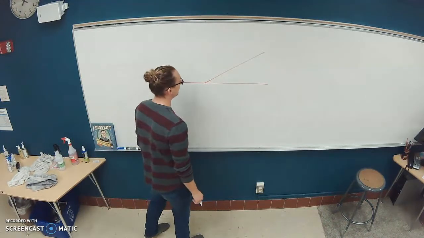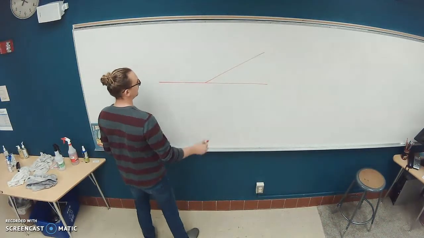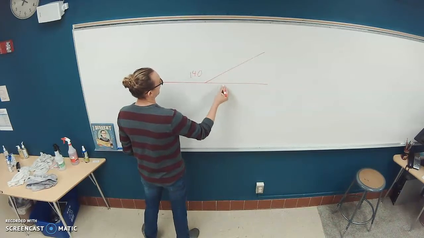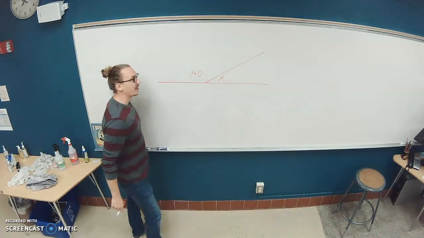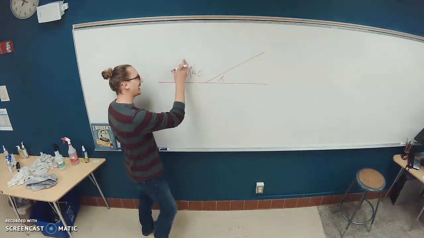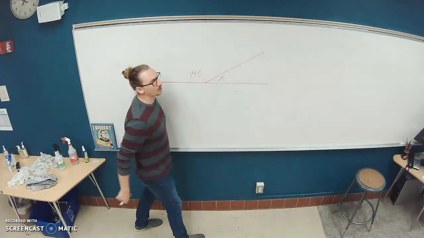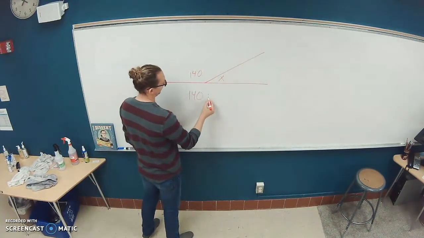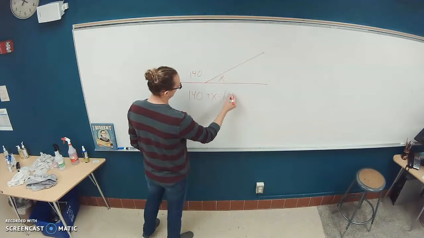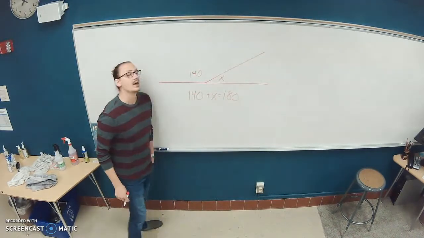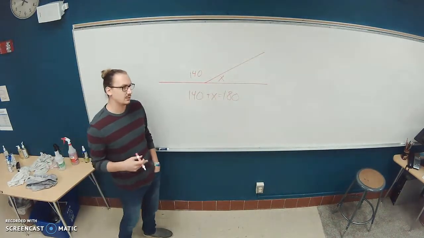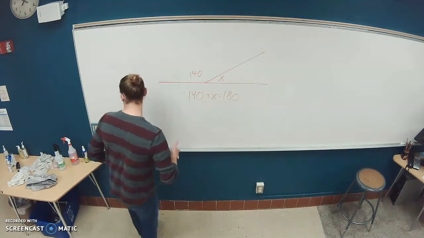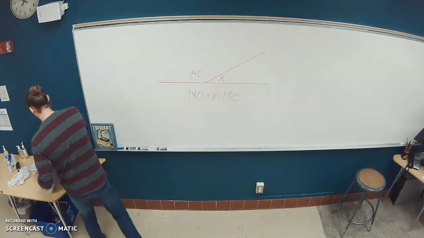If I say, for example, that this is going to be 140, and I ask you to find this, you're going to know that these two angles added together are going to give me 180. So 140 plus x equals 180. Then you subtract 140 and you get x equals 40. That's what we have been doing. Okay? Today we're doing something that's a little bit different.